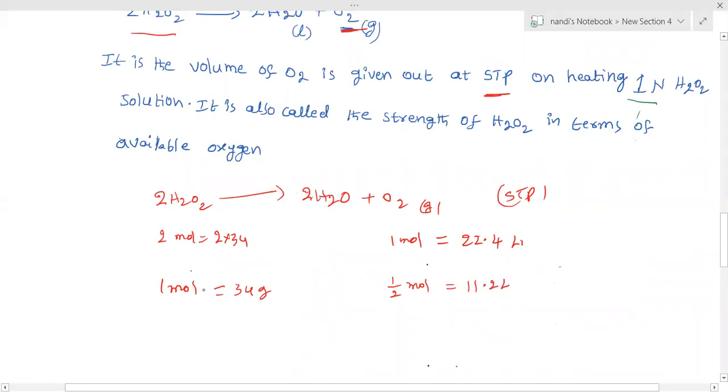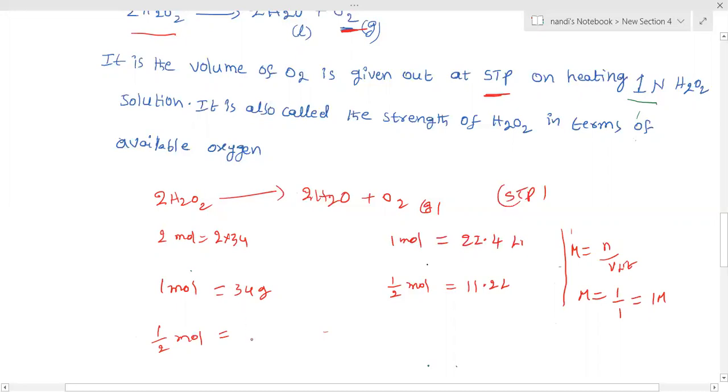So 1 mole per liter is nothing but molarity. Here I'm taking 1 mole in 1 liter of solution. 1 mole per liter is nothing but molarity. Is it correct? So molarity equals number of moles by V in liters. How many moles here? 34 grams is nothing but 1 mole. So you can write 1 by 1 liter, nothing but 1 M. Clear?